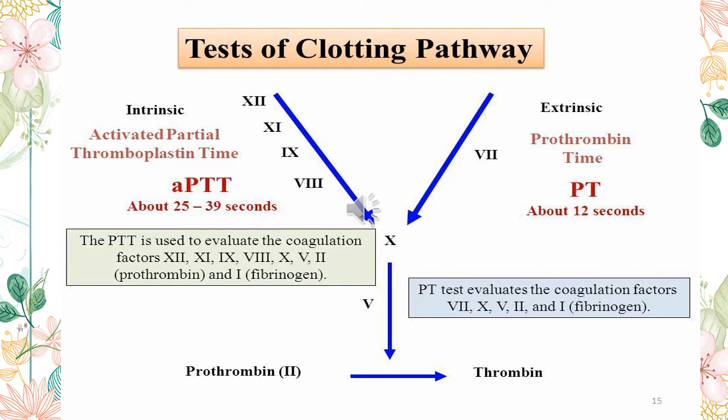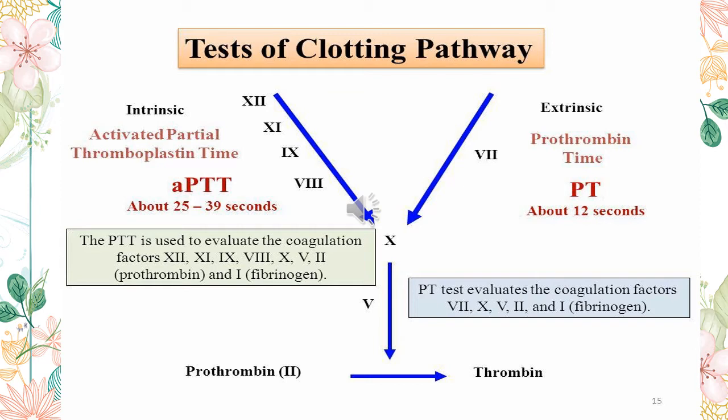This slide shows that when I'm testing the extrinsic pathway, I'm testing by PT, the prothrombin time. When I'm testing the intrinsic pathway, I'm testing through the activated partial thromboplastin time. When I have a PT, I am testing the extrinsic and the common pathway. When I'm having an APTT, I'm testing the intrinsic and the common pathway. The PT evaluates coagulation factor 7 and the common pathway. What are the common pathway factors? In the same order, 10, 5, 2, and 1. So here we are testing the extrinsic pathway and the common pathway. Then in an APTT, the activated partial thromboplastin time, you are testing the contact factors, factor 11, factor 12, factor 8, and factor 9, then also the common pathway.